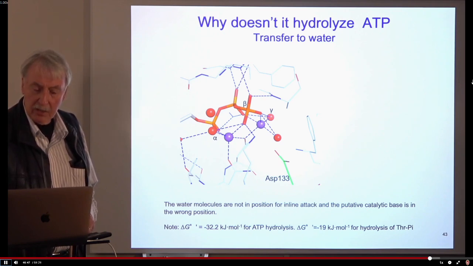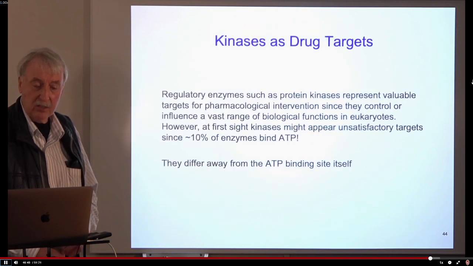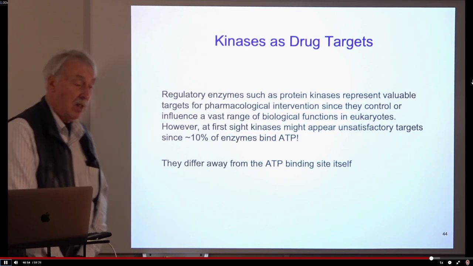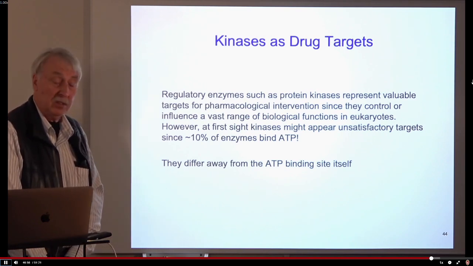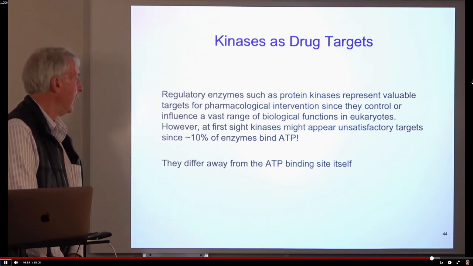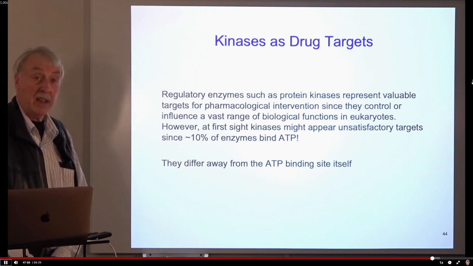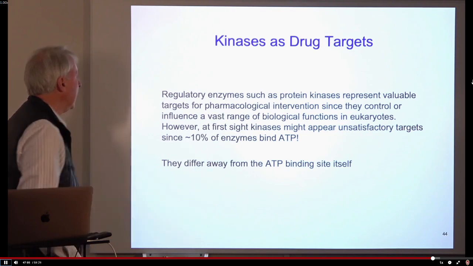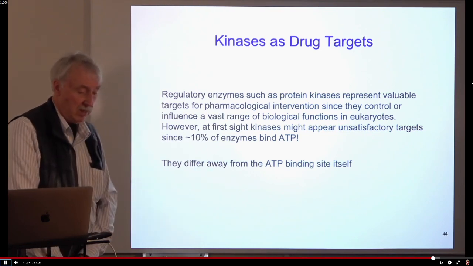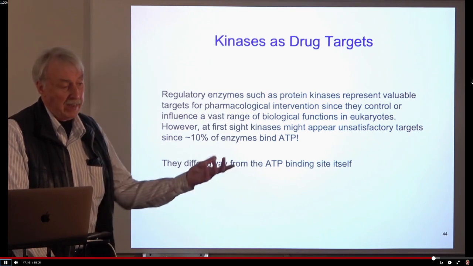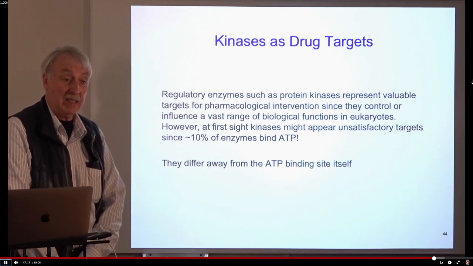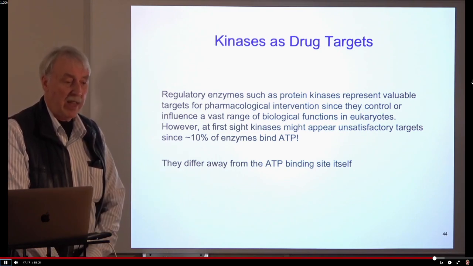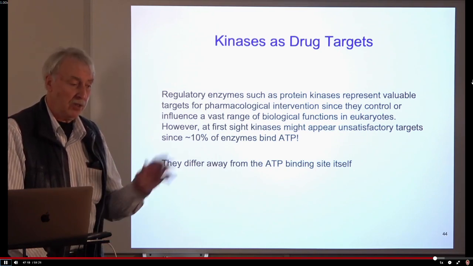Now, last thing I'd like to mention is kinases as drug targets. As you are all aware, if you watch television anytime, you'll see lots and lots of advertisements for drugs that target kinases. Now, at first sight, you would not expect a kinase to be a good drug target. And the reason for that is they bind ATP, and 10% of enzymes bind ATP. So you would think that an analog that's like ATP would be a lousy inhibitor, would be non-specific.